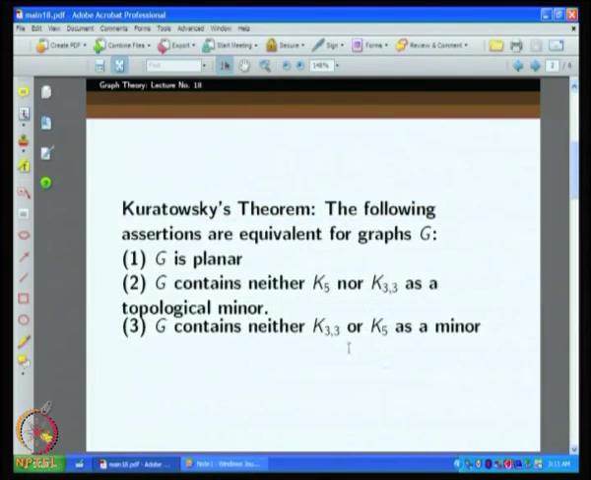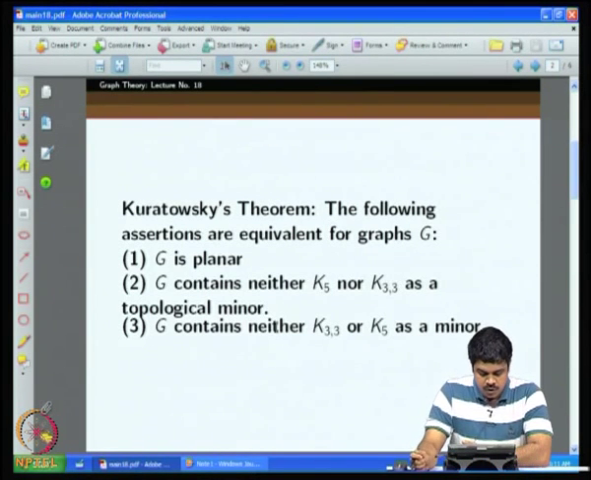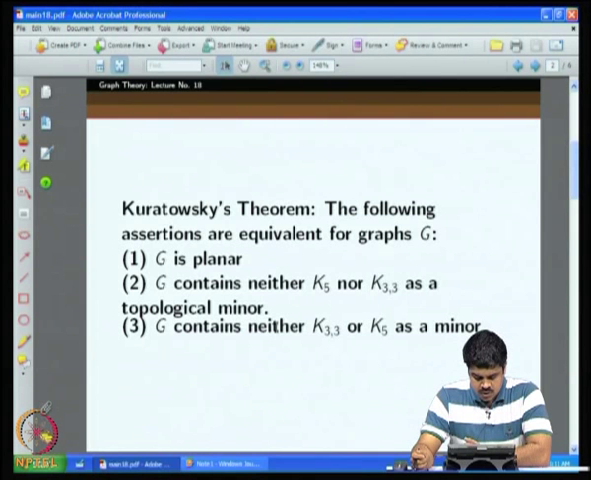In this class, we will continue with the proof of Kuratowski's theorem. The theorem says the following assertions are equivalent for a graph G. G is planar. G contains neither K5 nor K3,3 as a topological minor. G contains neither K3,3 nor K5 as a minor.